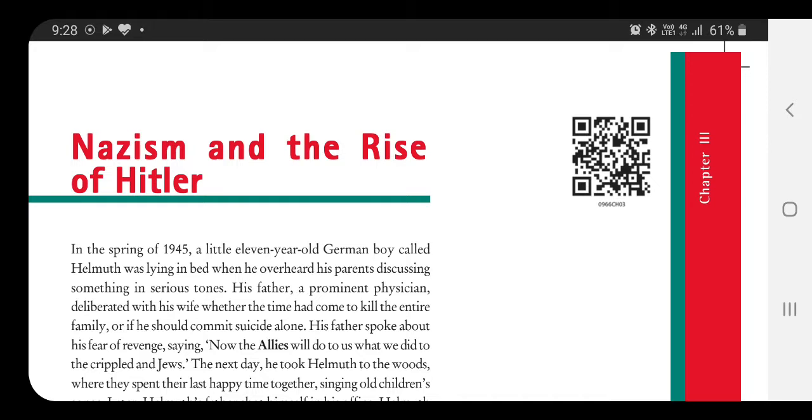National Socialist German Workers' Party, which was later on renamed as Nazi Party. The story starts from the First World War and ends in the Second World War.